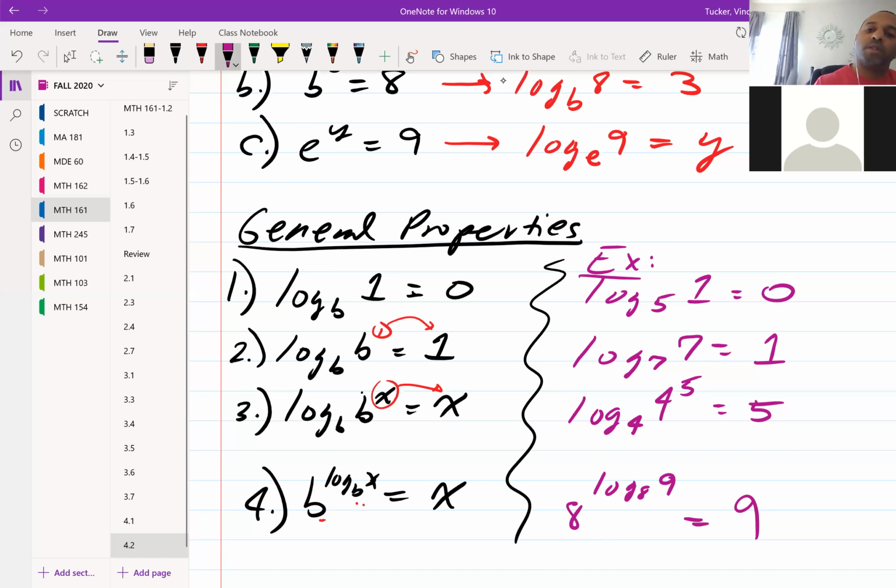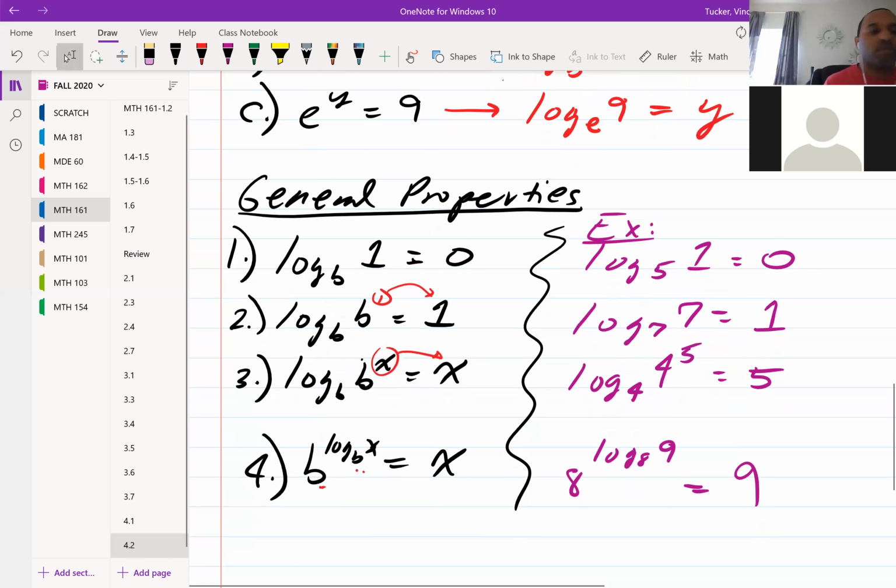that the log was being applied to. All right. Questions on that before we look at the same properties but applied to some specific logs?